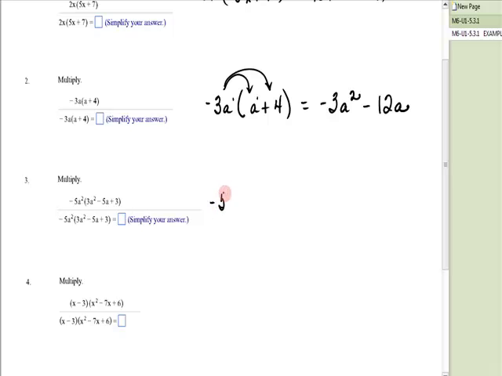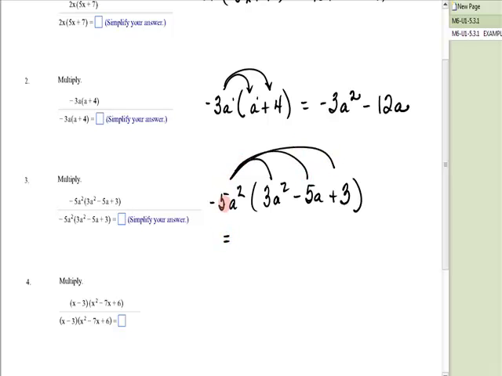Next, negative 5a squared times 3a squared minus 5a plus 3. We're going to use the distributive property. Negative 5a squared times 3a squared gives us negative 15. Add the exponents, a to the 4th. Negative 5a squared times negative 5a gives us plus 25. Add the exponents, a to the 3rd. Negative 5a squared times 3 is negative 15a squared.